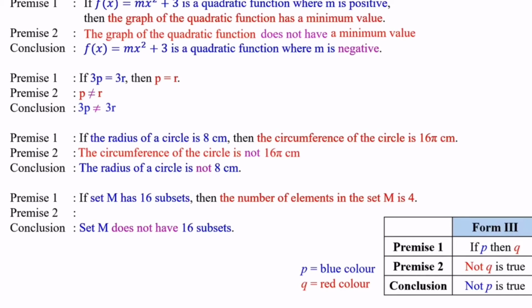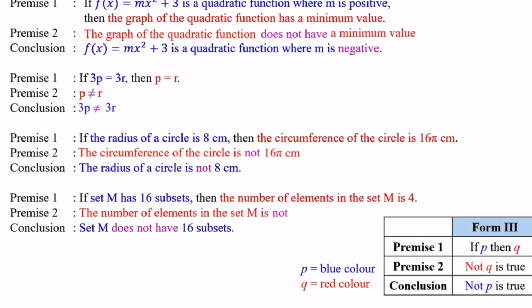For premise 1, for the next one: if set M has 16 subsets, then the number of elements in the set M is 4. We will make the statement after if blue, and the statement after then we use red color. For premise 2, you need to start with the statement in red color, that is the Q.